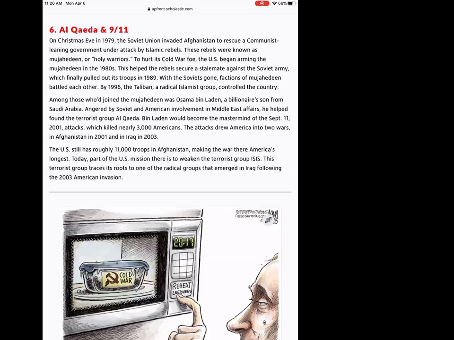The terrorist group traces its roots to one of the radical groups that emerged in Iraq following the 2003 American invasion. Now, we've actually withdrawn a number of our troops from Afghanistan, and they did make a treaty with the Taliban, but that treaty has caused some issues with the Taliban already reneging on what they've done.